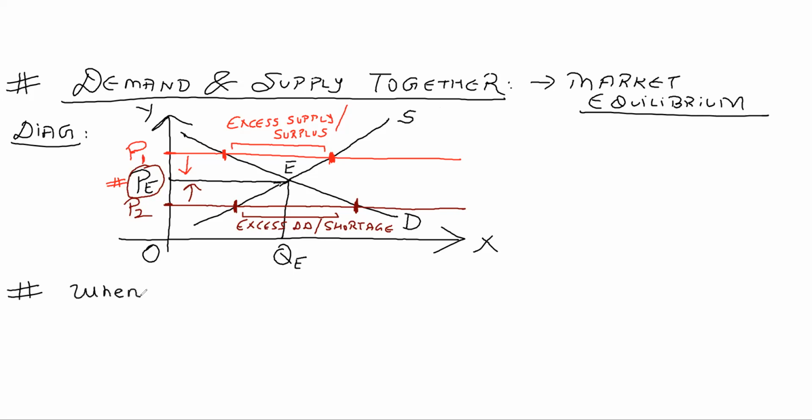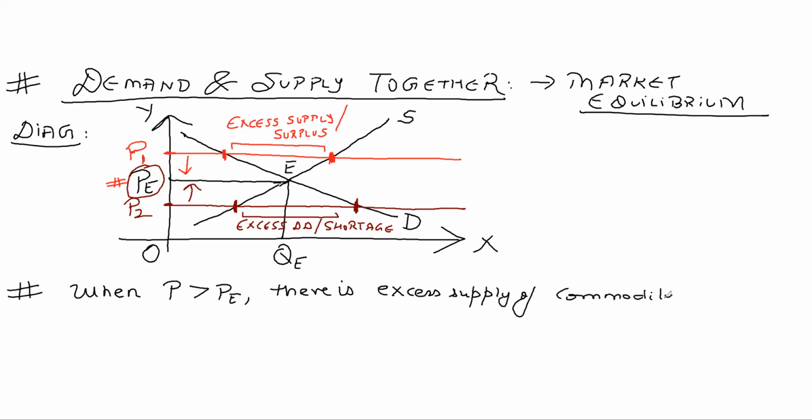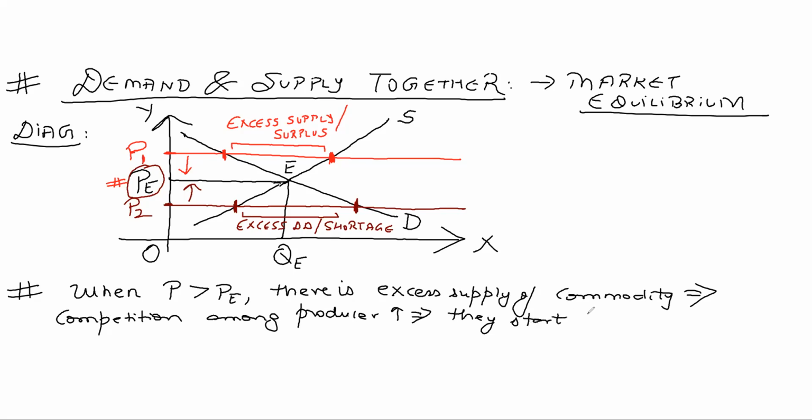When the price is above the equilibrium price, there is excess supply of the commodity, which implies competition among the producers goes up. They start bidding down the price, which implies price ultimately becomes equal to the equilibrium price.